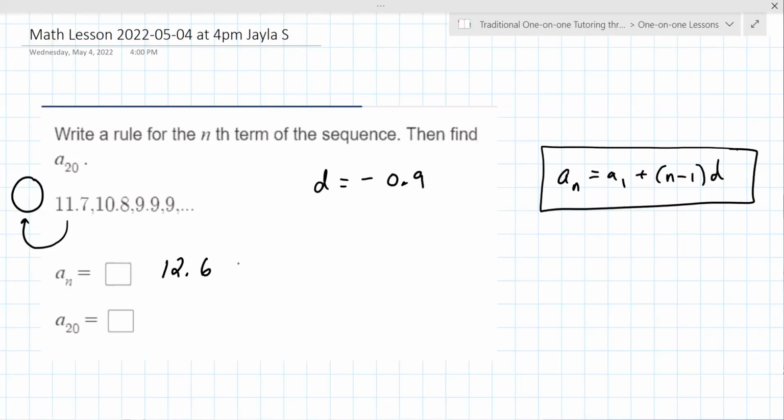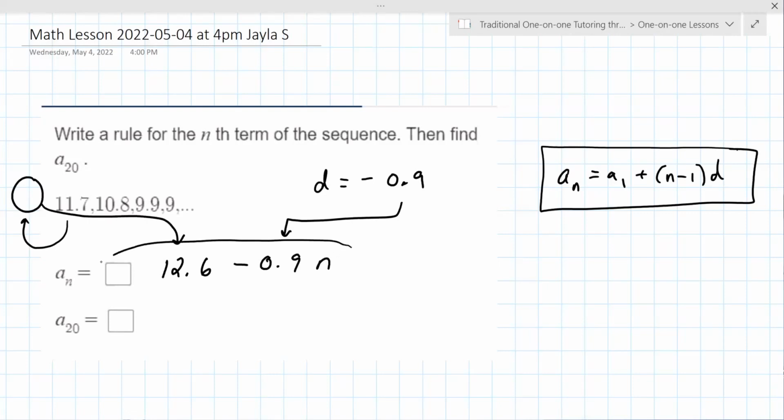You then write the d value, see where that comes from, and then n. And this is what goes into that box there. This will save you from having to manipulate this equation if you do it this way.